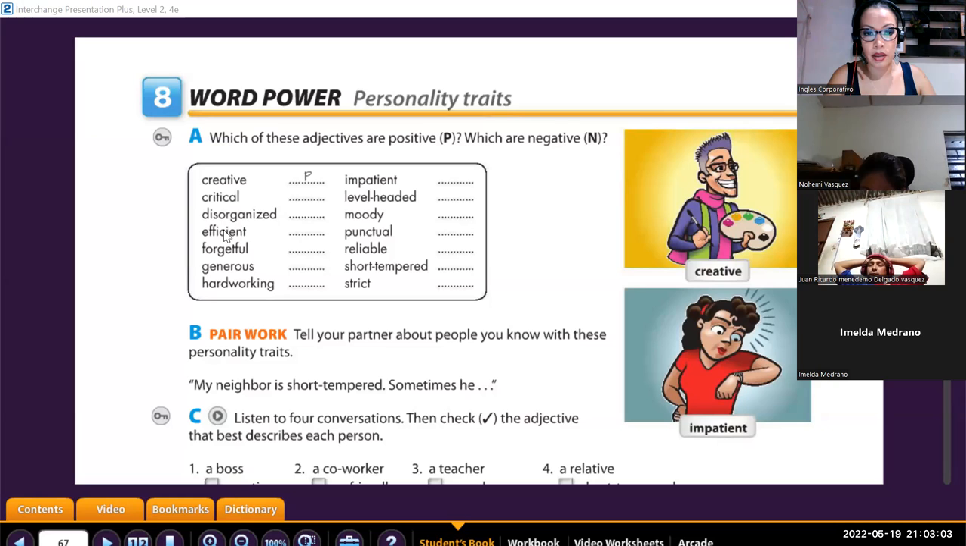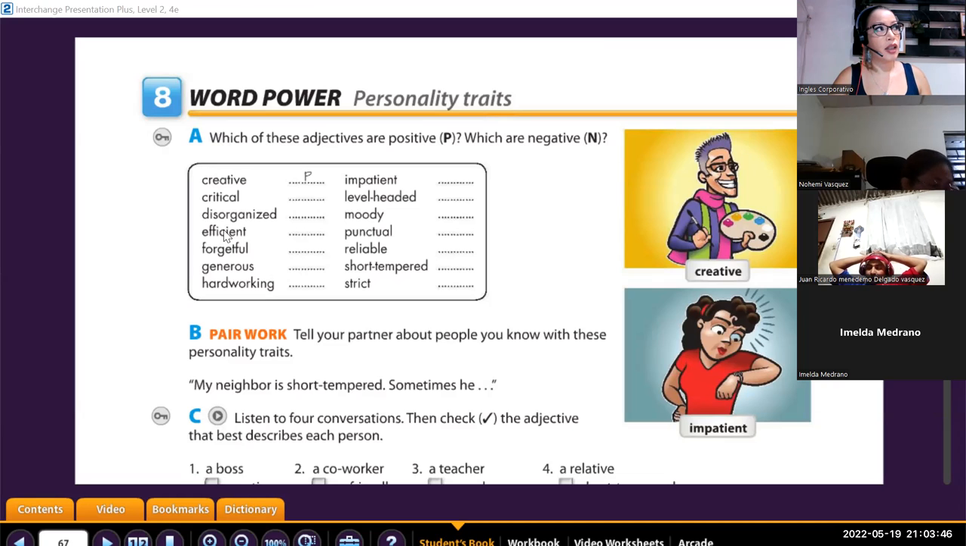Now, disorganized. What do you have for disorganized? Is that positive or negative? Negative. Efficient. Positive, correct. Forgetful. Negative, okay. Generous. Positive. Hardworking. Positive. Impatient. Negative.